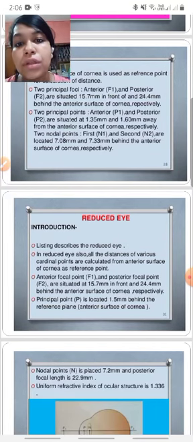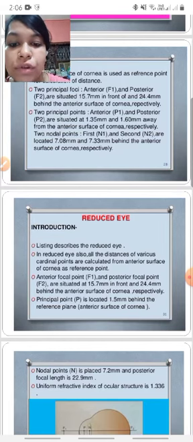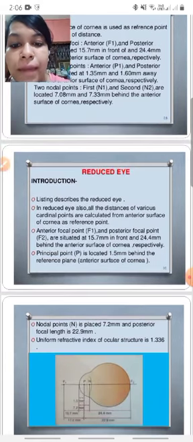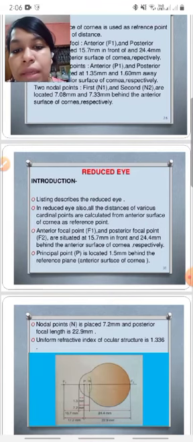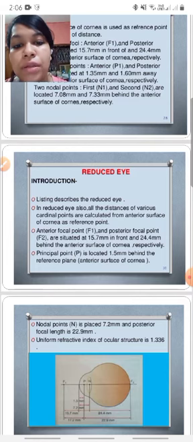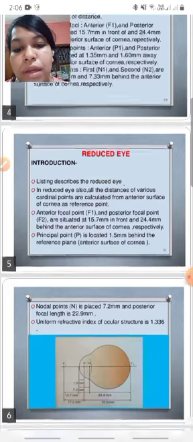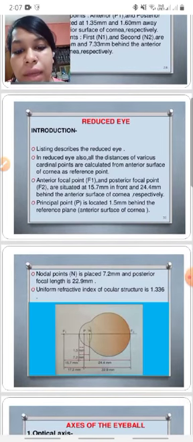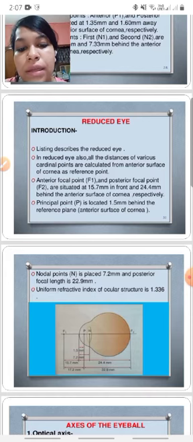Here also the reference point is the anterior surface of the cornea, and the anterior focal point F1 is situated about 15.7 mm in front, and the posterior focal point is situated 24.4 mm behind the anterior surface of the cornea. The principal point is located 1.5 mm behind the reference point, and the nodal point N is located 7.2 mm behind, and the posterior focal length is 22.9, and the eye is said to have a uniform refractive index of 1.336.